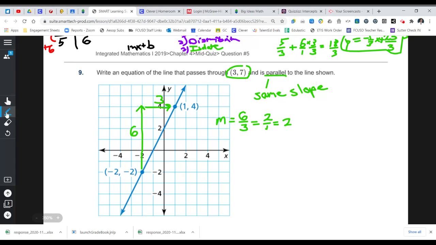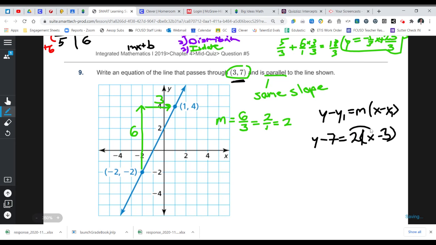Next, I want an equation of a line that passes through a specific point. So I've got the slope to keep it parallel, 2 will keep it parallel, and I want it to go through the coordinate 3, 7. Well, that's where I'm going to use point-slope formula. So to do that, I'm going to plug in y minus 7 equals 2 times the quantity x minus 3. There it is. So to do this, I distribute the 2.